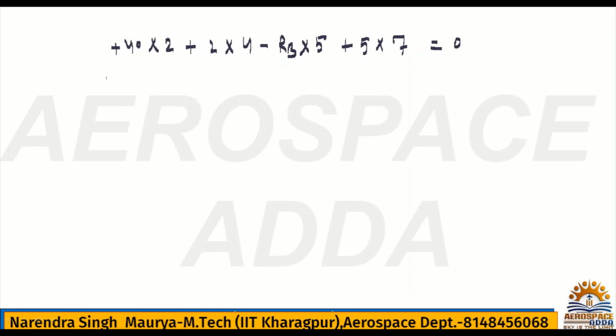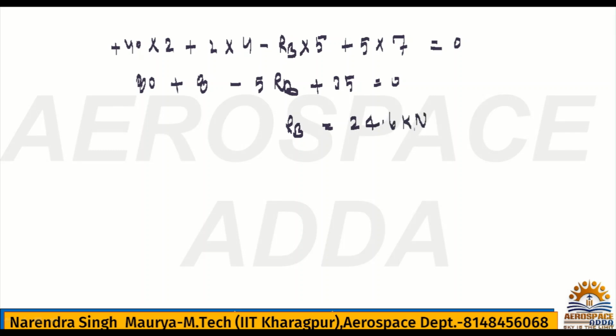So it is nothing but 24.6 is coming. RB, okay, minus 5 times RB plus 35 equal to 0. Okay, now tell me dear, what is RB? RB is 24.6 kilonewton, right.